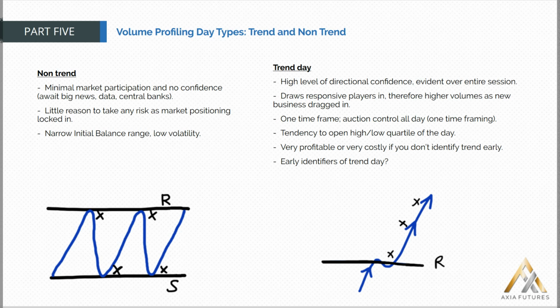Now, trend days, on the flip side, we tend to see a high level of directional confidence, and it's evident over the entire session. Very crucial to understand. When a market's not trending, it's likely to stay that way for the entire day. When it's trending, it will likely hold the trend for the entire session. Remember what we said when we spoke about non-symmetry. That non-symmetry tends to hold for the entire session, and it gives us a little bit of a lean in one direction or the other.